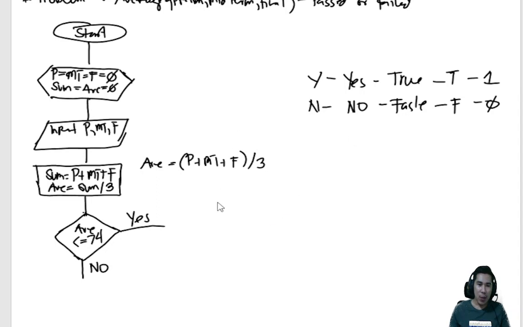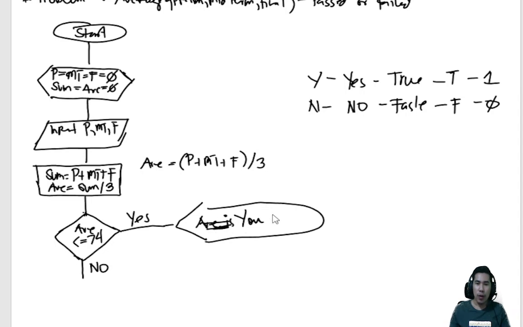Okay, so this time you have here yes. If the average is less than or equal to 74, then if yes, display here that, okay, you failed.